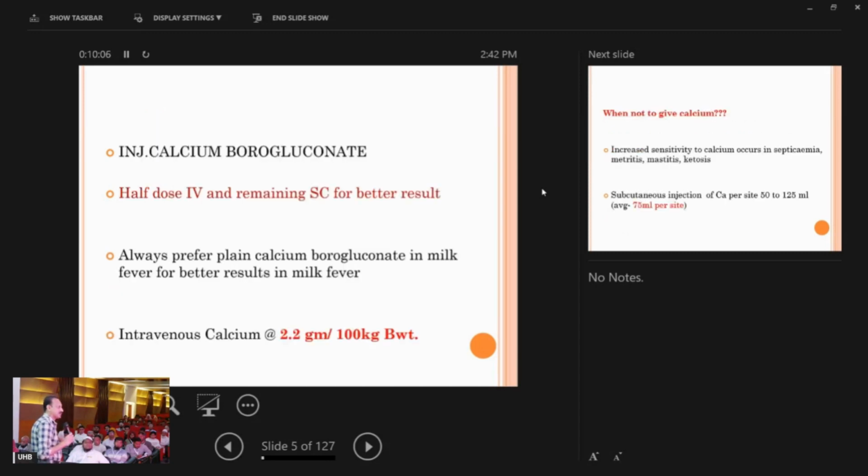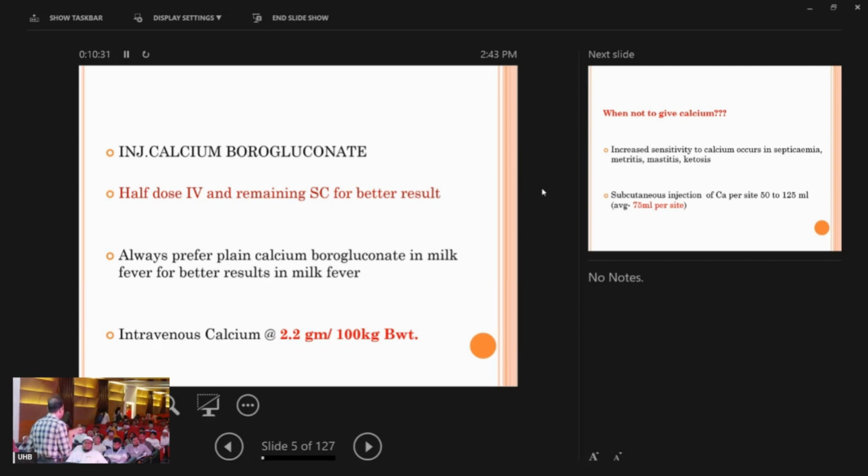In case of treating milk fever, you will be treating with calcium borogluconate, giving half dose IV and half dose subcutaneous. That is the ideal one. Don't give the full bottle IV, because the animal will get up immediately, but after some time the recurrence will be there and the animal will go down. So to prevent recurrence of milk fever, give half dose IV and half dose subcutaneous. And always prefer plain calcium borogluconate in your treatment.